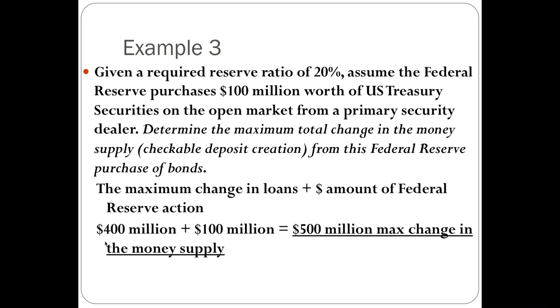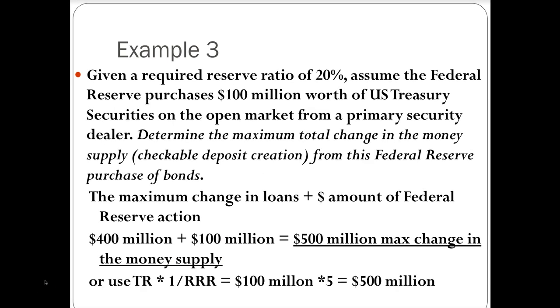So the way to think about this is the Federal Reserve purchased $100 million worth of U.S. Treasury securities. Okay, so that initial $100 million created a maximum change in loans. And that grand total of the maximum change in loans was $400 million. So if you take that maximum change in loans and then you throw in the initial amount that the Federal Reserve action spent, you'll get your max total change in the money supply. So basically, the max change in loans is showing you how much that money supply grew after the $100 million. So it grew by $400 million, plus you got to throw in the $100 million itself, and then you have a new grand total of $500 million max change in the money supply.